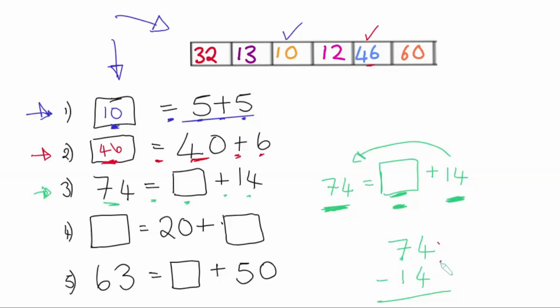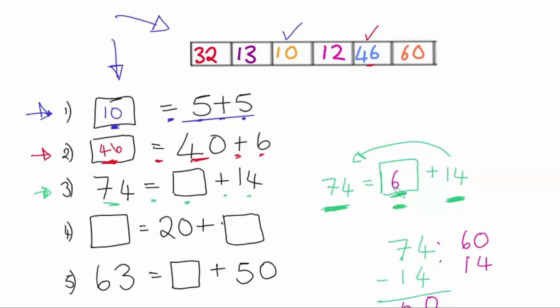So let's work it out. We know that 4 take away 4 is exactly 0. Fantastic. And then 7 take away 1. What's 7 take away 1? If you have 7 and you take away 1, what's the answer? Absolutely correct. It is 60. Fantastic. So we know that one of the parts is 60 and one of the parts is 14.